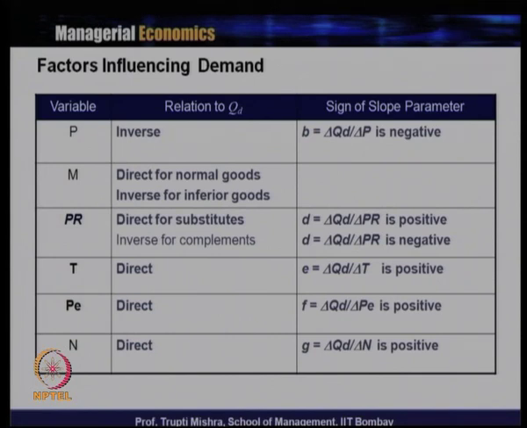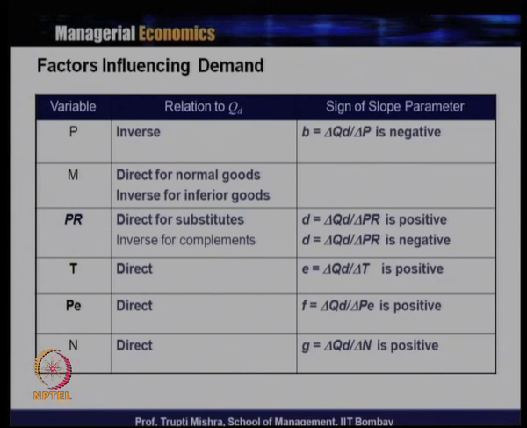Like when the income increases, you prefer to buy your own vehicle rather than going by public transport. So in this case, own vehicle is a normal good, and public transport is an inferior good. So when the consumer's money income increases, the consumer prefers to spend more on normal goods and less on inferior goods.